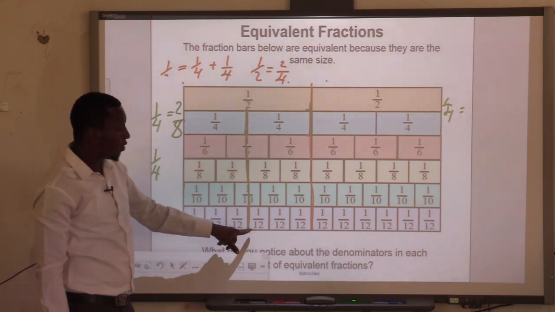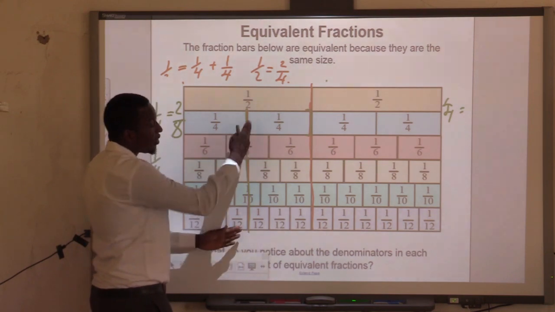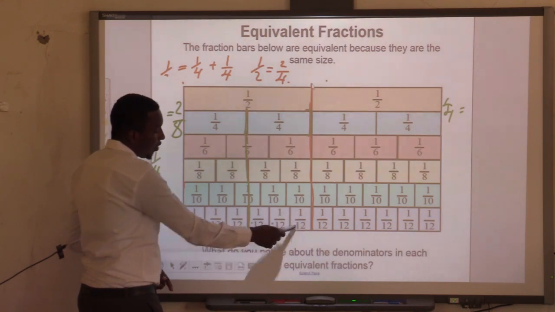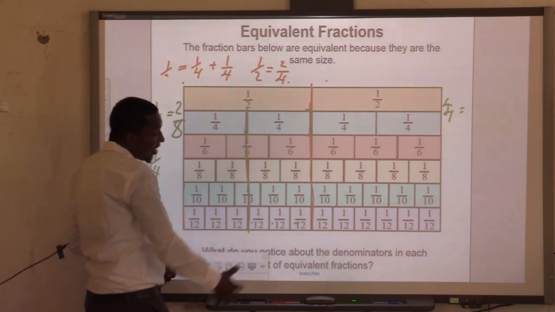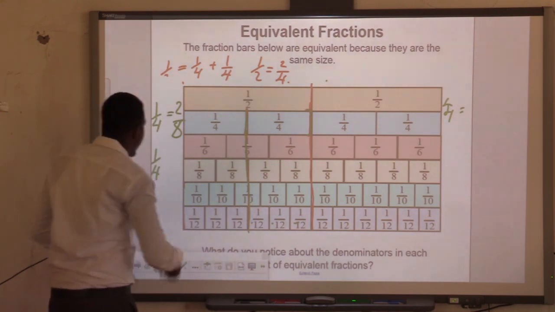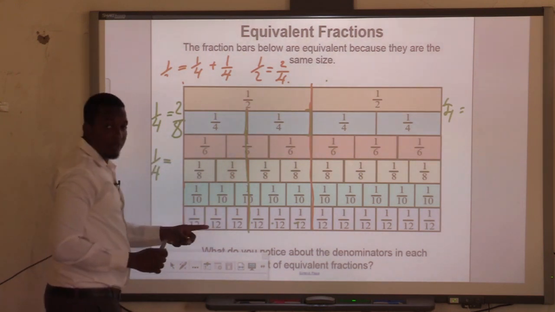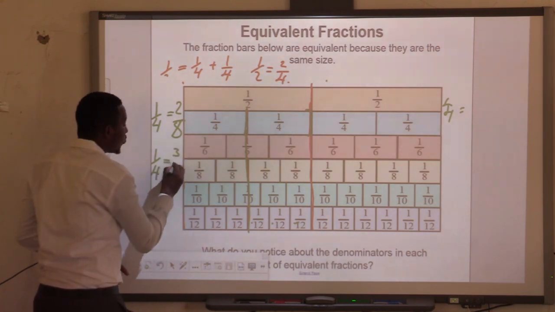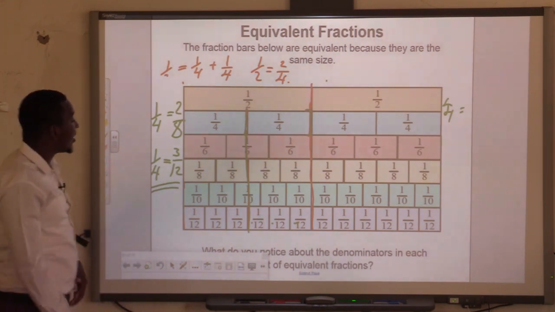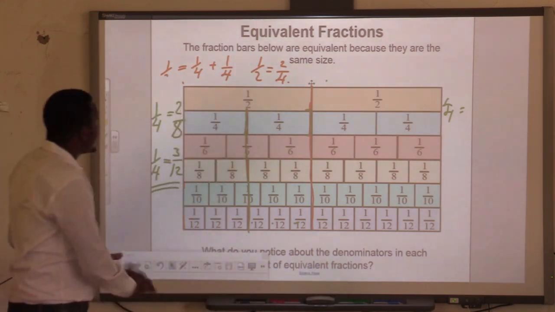We can add 1/12. How many 1/12s can we add to give us a 1/4? We count 1, 2, 3. So we can add 3 1/12s to give us a 1/4. So we can equally say 1/4 is equivalent to 3 1/12s. So that's going to give us 3 12s. So there we say 1/4 is equivalent to 3 12s. So we move to another example if we have any.